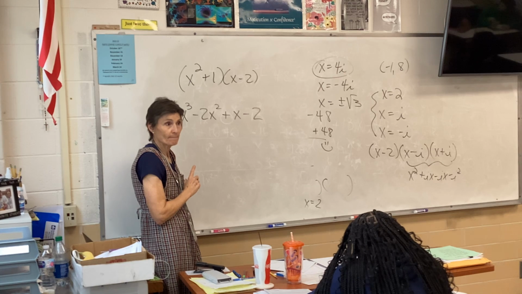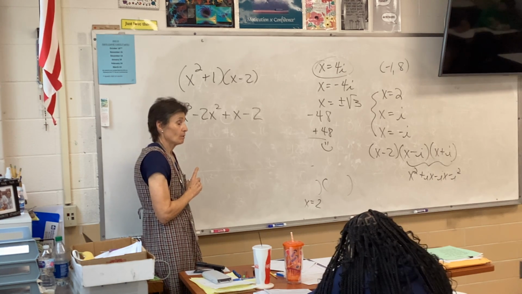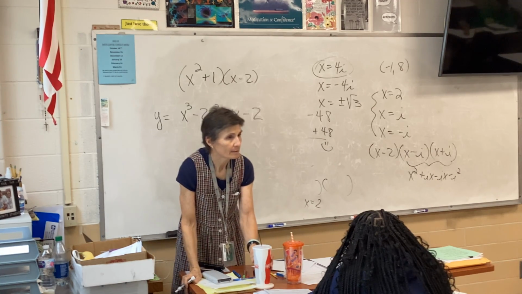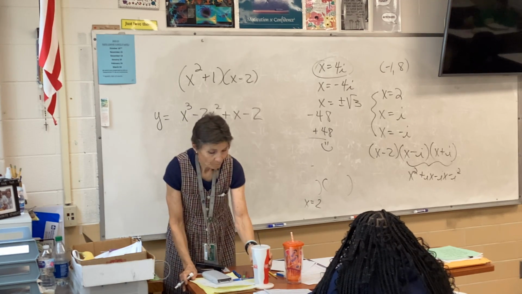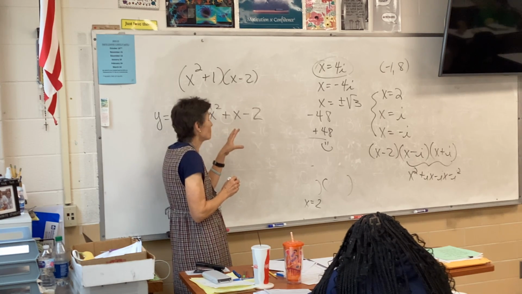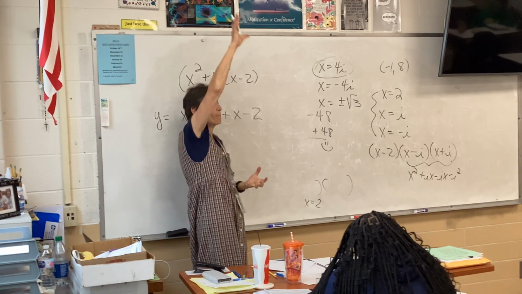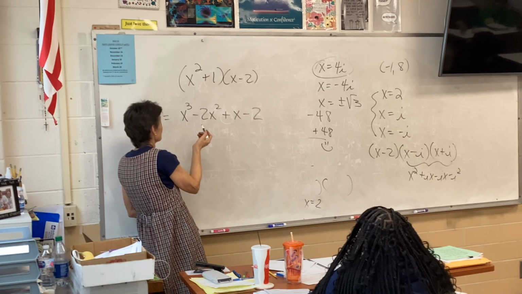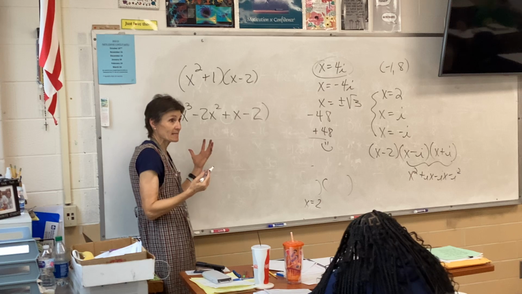Everybody okay with that? Now, so far so good, but why are we not done? What have I conveniently left out? Lauren? It needs to contain the point negative 1, 8. Exactly. There are lots of pictures that have those zeros. I need to know how stretched it is, or maybe it's upside down. So I need to figure out what the coefficient is that's out in front of this thing.